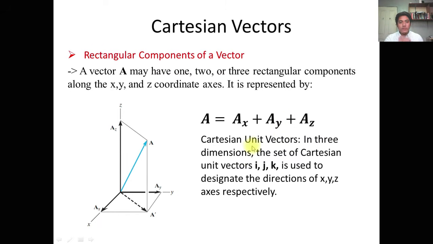So, Cartesian unit vectors. In three dimensions, the set of Cartesian unit vectors i, j, k is used to denote that they are in the direction of i for x, j for y, and k for z, respectively. A Cartesian unit vector is a vector that has a magnitude of 1. So it's very useful in our calculation of components when we are using these unit vectors.